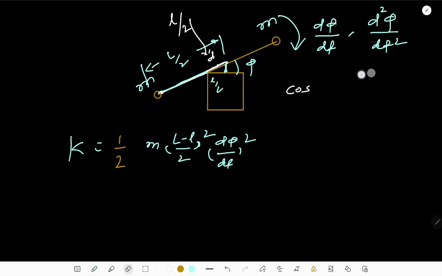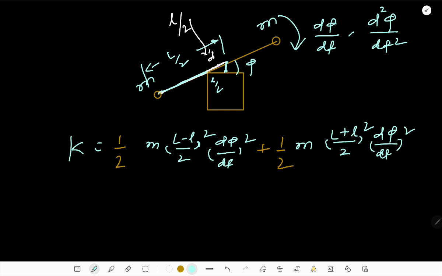got completed everything, and in the similar manner we can write the expression for the kinetic energy of the right sphere, and that will be half m, and distance I guess it will be (L plus l by 2) square, that is the moment of inertia, multiplied by omega square, that is d phi by dt square.